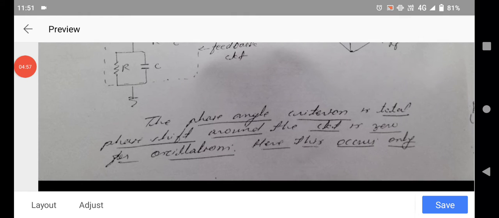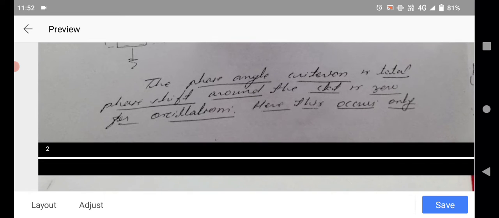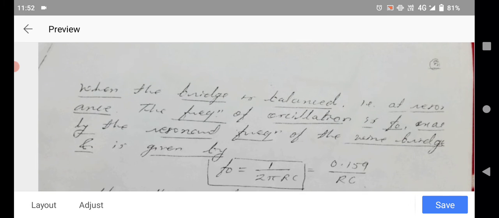The total phase shift around the circuit must be 0 for oscillation. This occurs only when the bridge is balanced. When the bridge is balanced, the bridge circuit consists of the series RC network and the parallel RC network.